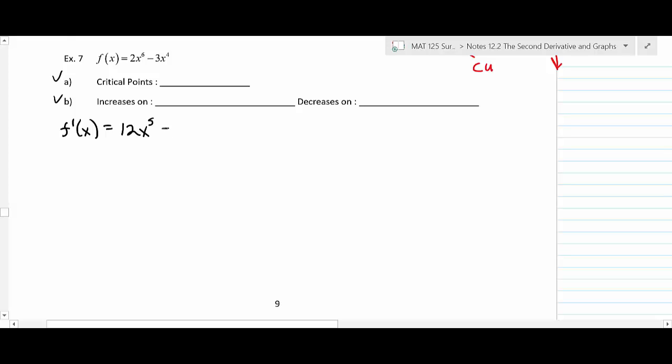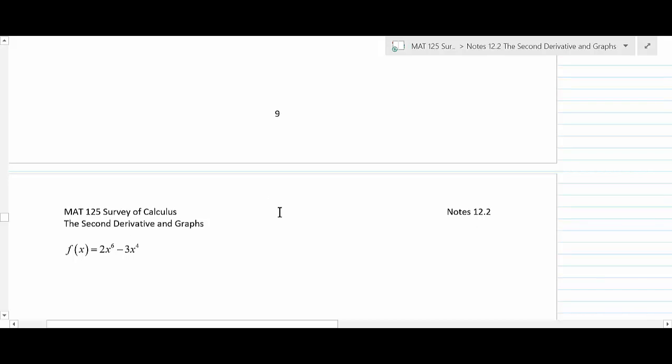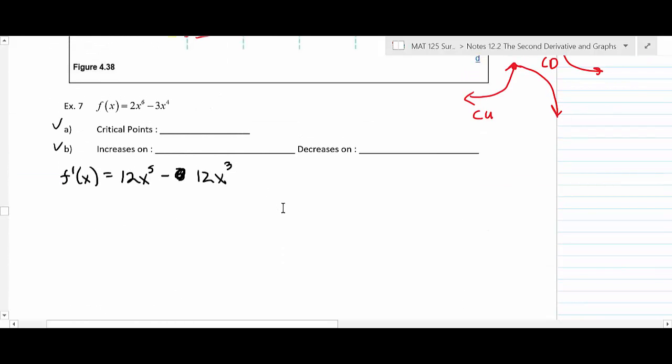12x to the fifth minus 12x to the third. Okay, and we're going to do concavity on the next page, so what do you need to do? Do the derivative of the derivative. Derivative of the derivative, second derivative. So what's that? 60x to the fourth minus 36x squared.